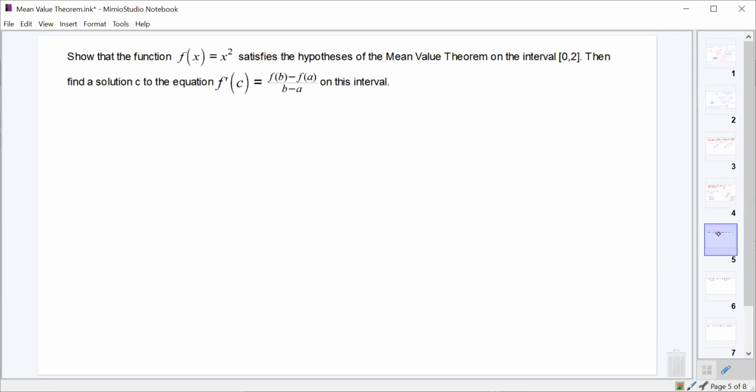So let's take a nice, simple, easy function and check if it satisfies the hypotheses of the mean value theorem, and then find all of the values on the interval 0 to 2 that I'm giving you where the derivative does equal the instantaneous rate of change.